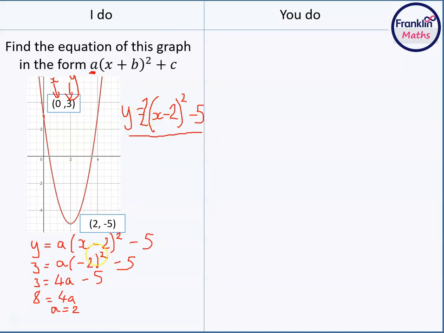Easy enough to do. So the process was substituting the vertex into completed square form. Don't forget this multiply here because that will stretch the graph. And then I've just worked it out by knowing one of the points. Here's yours to have a go at.